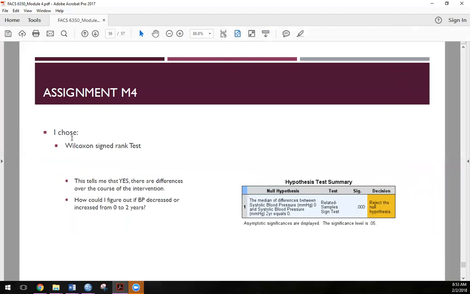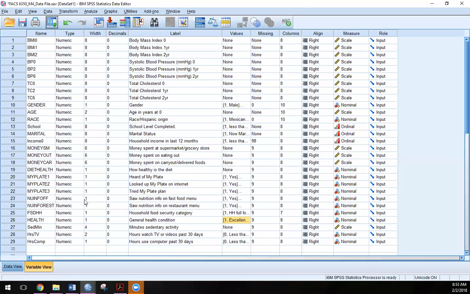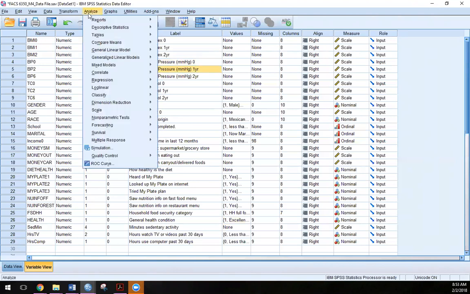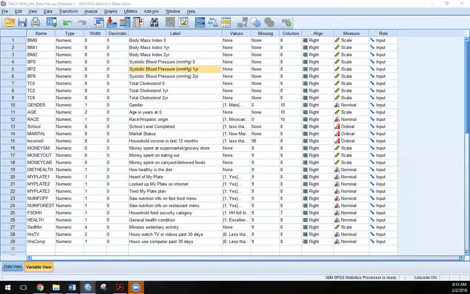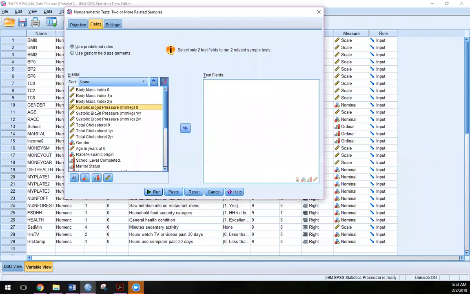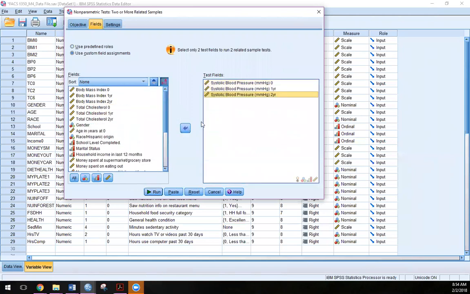So the next thing is I'm going to choose my Wilcoxon signed rank test because I want to look at change over time. So let's pull that back up. And I want to look at systolic blood pressure at 0 and systolic blood pressure at 1 year. So I'm going to analyze. I'm going to do my non-parametric, but I know that I want related samples because I'm doing dependent samples. And so I'm going to put in my 2 blood pressures. So you just hit control and select them and move them over. And I could even move this one over too if I wanted to, but let's just stick to this right now where it's simple. I'm going to run that.